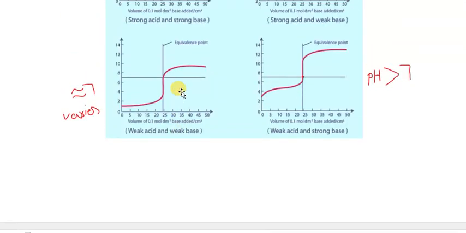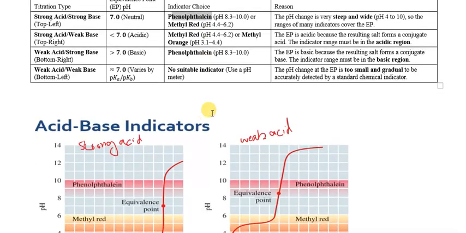Next is the weak acid and strong base. In weak acid and strong base, the pH range starts from 6, slightly acidic, to around 11 to 12. Its equivalence point is greater than 7. It means in this range the most suitable indicator is phenolphthalein. Phenolphthalein is the most suitable indicator, but in the case where weak acid and weak base are used, there is no specific indicator, so use the pH meter.